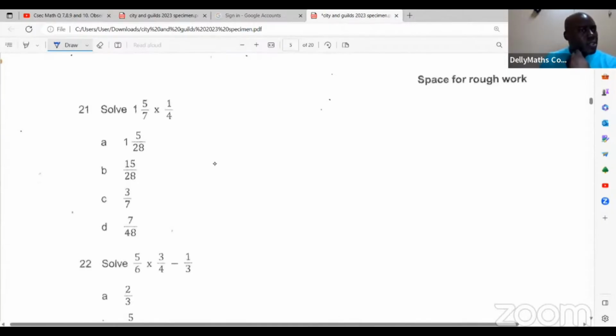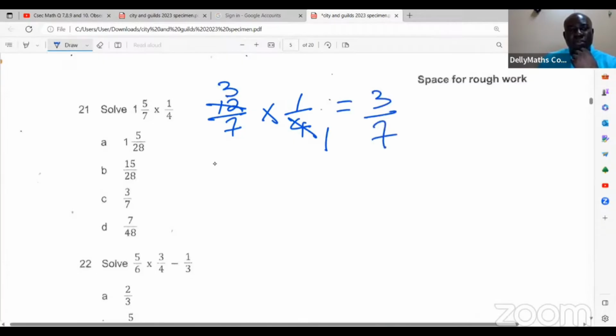Again, so we're looking at solving this. So we're going to convert again. 7 1s 7 plus 5, this should say 12 over 7. You want to multiply this by 1 over 4. Yes, we could cancel 4 into itself 1, 4 into 12, that's 3. 3 ones, 3 at the top, 7 ones 7. So we're looking for 3 over 7 right there.